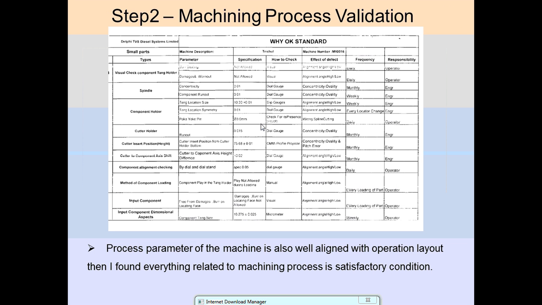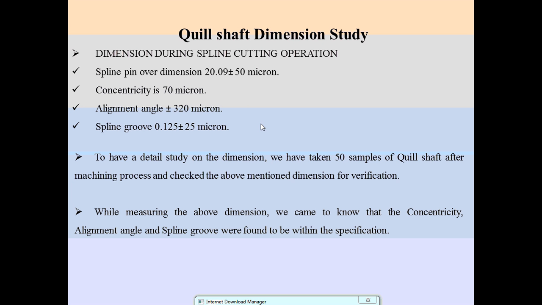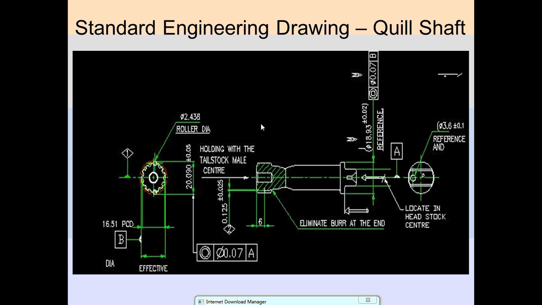Our step 2 will be the machining process validation and quill shaft dimension study. You can see that our spline pin over dimension should be 20.09 plus minus 50 micron. To have a detailed study on the dimension, we have taken 50 samples of quill shaft after the machining process and checked the above mentioned dimension for verification.